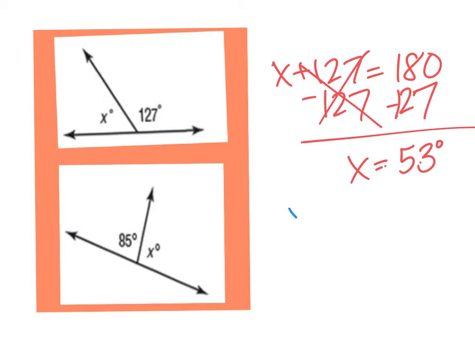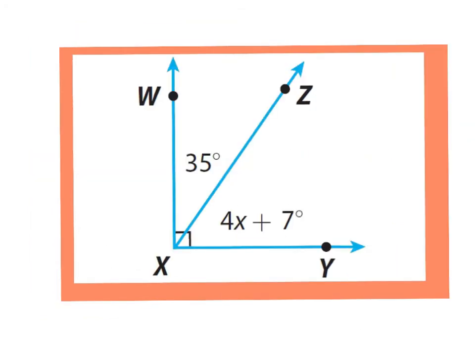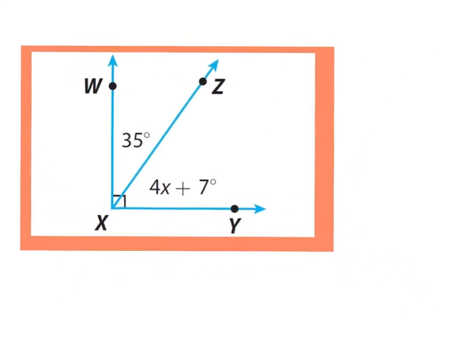In the second one, I have x plus 85 degrees equals 180. So I'm going to again use inverse operations. Subtract 85. The property of equality tells me to do it on both sides of that equal sign, and x equals 95 degrees. Okay, this next one's a little more tricky, but we are just going to use all of those things we already know about solving equations.